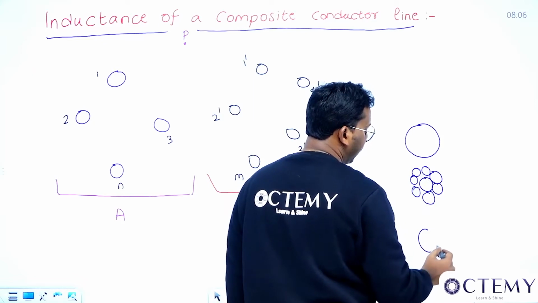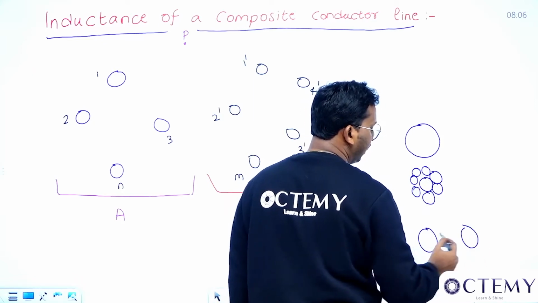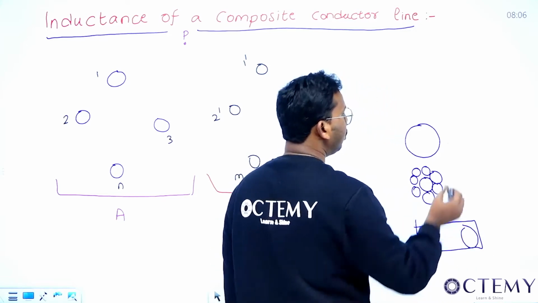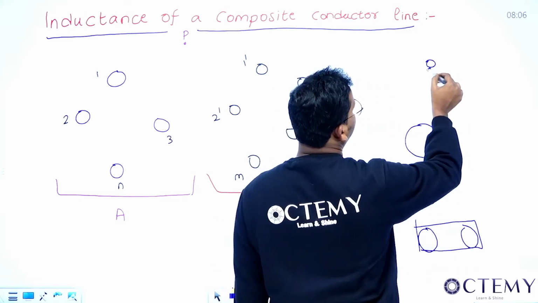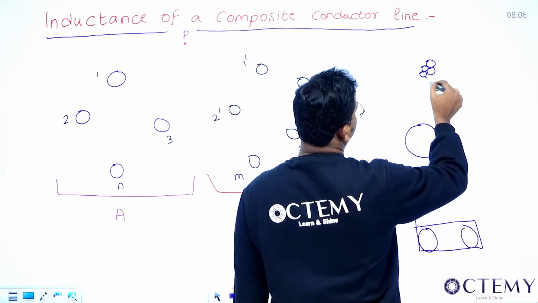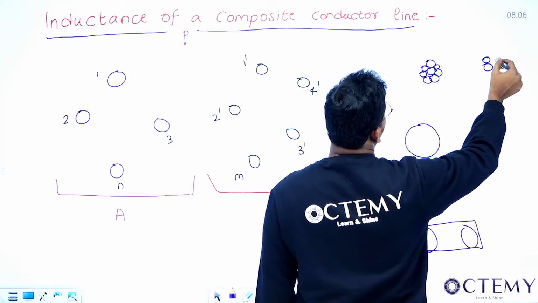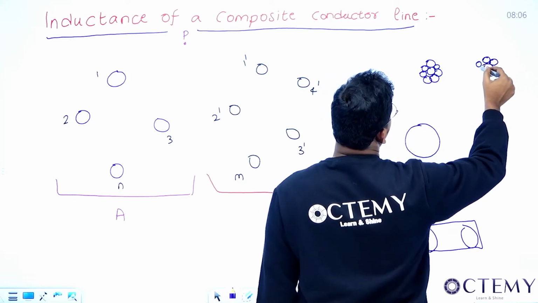Or you might have seen conductors like this. This is called a bundle conductor or a subconductor. And in bundle conductors also you'll have stranded conductors which are bundled. So a composite conductor is simply a general form of stranded conductors.